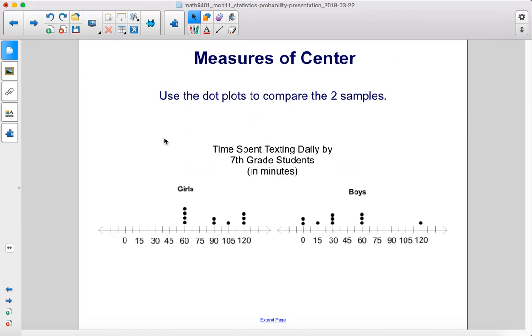Use the dot plots to compare the two samples. Time spent texting daily by 7th grade students in minutes. Alright, so we have girls over here and boys over here. We can see that all of the girls text at least 60 minutes a day, but at most 120 minutes a day. The boys, most of them text between 0 to 60 minutes a day, but there's this one guy over here that texts for 120 minutes a day.